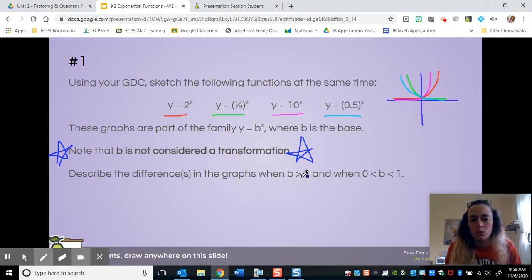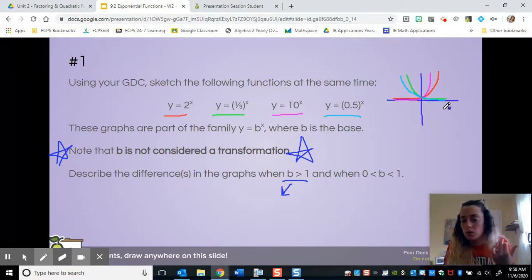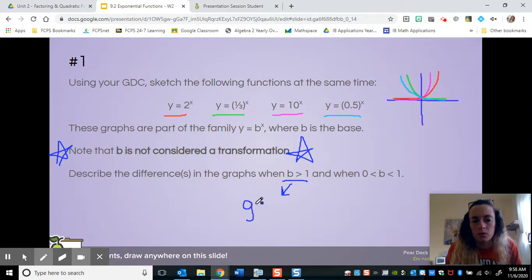The differences between when my base is greater than 1 and when my base is between 0 and 1. Let's talk about greater than 1 first. When b is greater than 1, so I'm looking at 2 to the x and 10 to the x, similar to what we just saw, both of those increase. Those graphs increase or it represents a growth. So I'm going to say this is for when it's a growth and the graph increases.